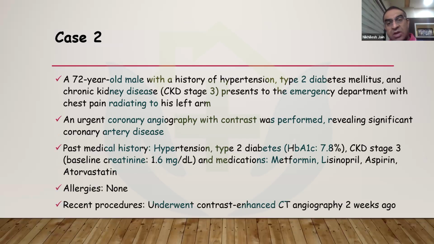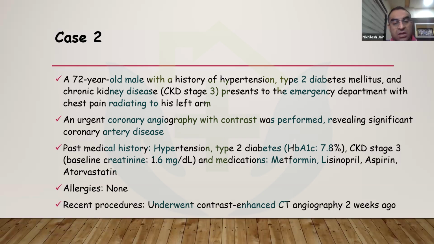You've got a 72-year-old male with a history of hypertension, type 2 diabetes mellitus, chronic kidney disease stage 3, who presents to the emergency department with chest pain radiating to his left arm. An urgent coronary angiography with contrast was performed and it revealed significant coronary artery disease. When we look at his past medical history, he had hypertension, type 2 diabetes with an HbA1c level of 7.8%, CKD stage 3 with a baseline serum creatinine of 1.6 milligram per deciliter, and the medications he was on were metformin, lisinopril, aspirin, as well as atorvastatin.